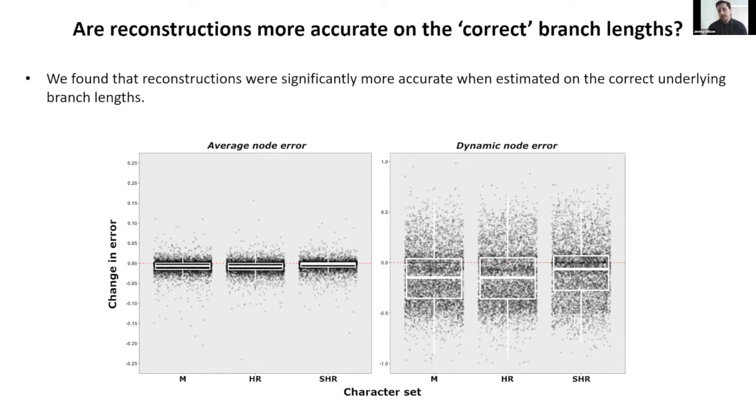So what you can see in the figure, it's a bit complex, but what you need to focus on is that most of the dots in both graphs are below 0, and that means that error decreases on the correct tree, on the tree that the character was actually simulated on. So it does make a difference.